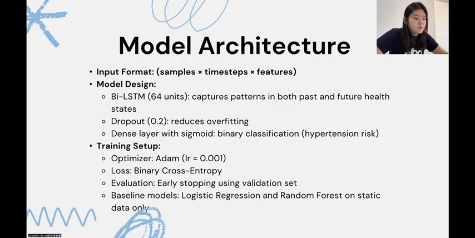My model uses Bi-LSTM with 64 units, followed by dropout and a dense output layer. It learns bidirectional temporal patterns. Training was optimized with Adam and binary cross-entropy, with early stopping for overfitting control. I benchmarked it against logistic regression and random forest models.